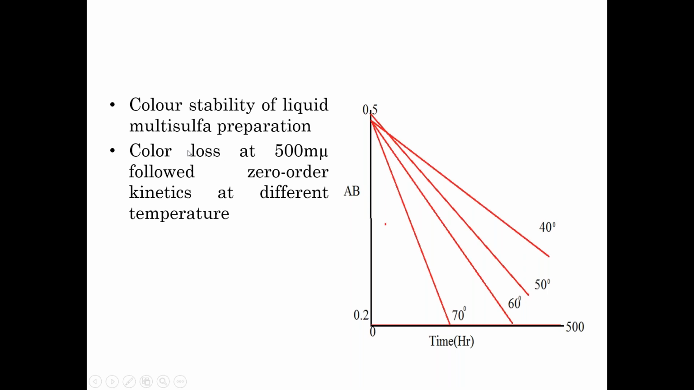So color change is measured. The loss of color, whatever is happening, can be measured using spectrometric analysis, that is, a spectrophotometer, setting the wavelength to 500 micrometer. Okay, 500 nanometer, let it be. Actually, there's a mistake here. There's a mistake in the unit. 500 nanometer, and it follows.